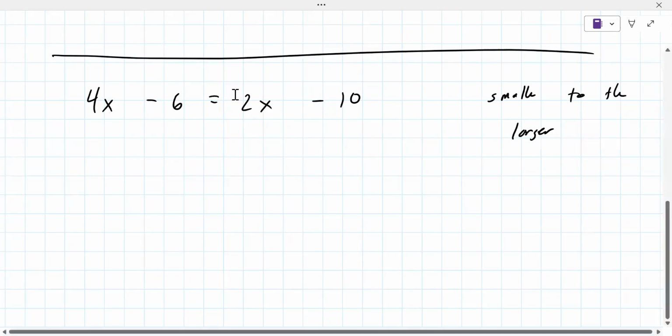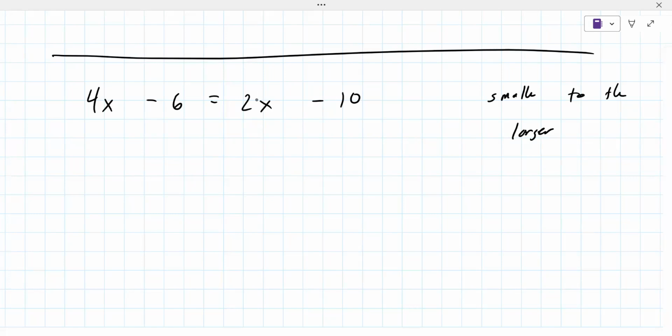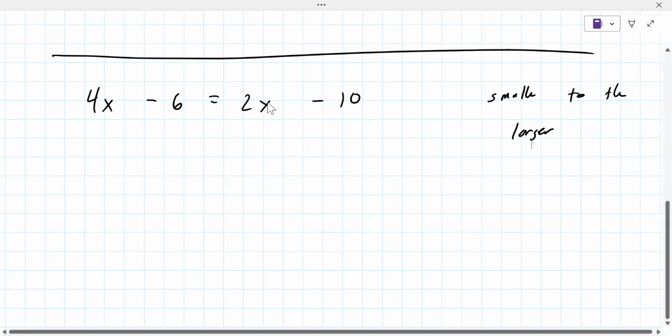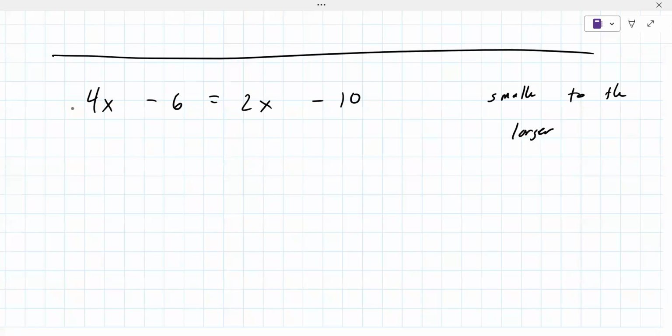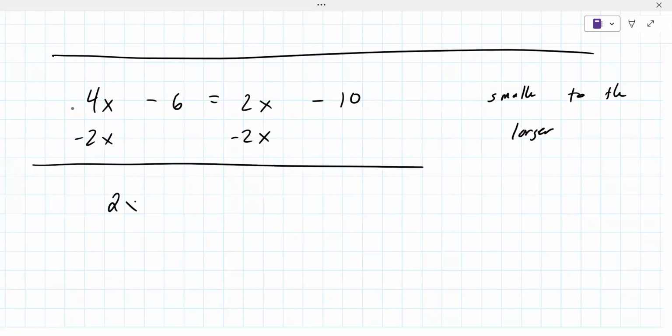How did you solve this? Just remember, put the smaller term and subtract it from both sides, which is 2x. So what did you subtract on both sides? 2x. Okay, so 2x minus 6 equals -10.